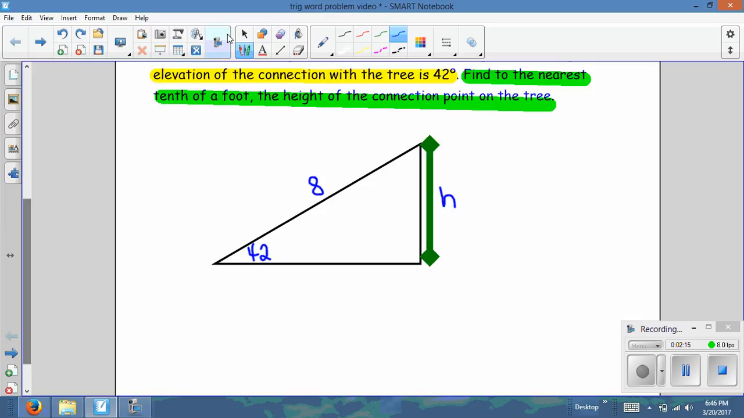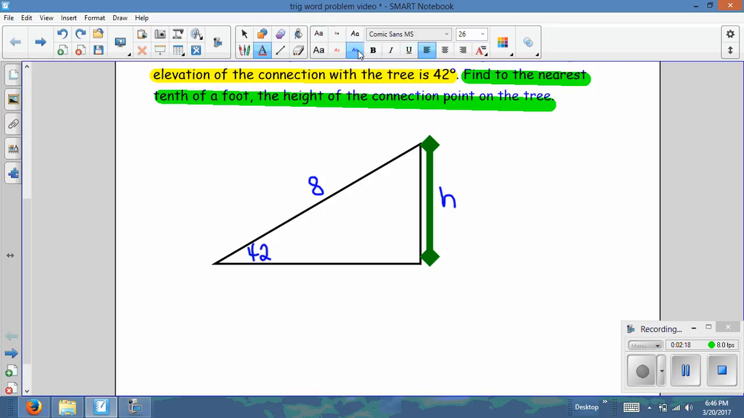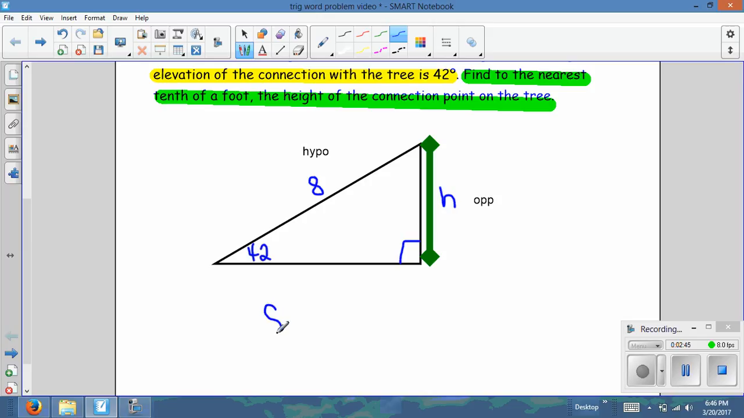All right, so here's our picture. So let's go ahead and identify some things. So I got, according to angle 42, this is the opposite. It's across from angle 42. And we should all know, hopefully by now, this is the hypo. Remember, it's always across from the right angle. So I am going to use opposite over hypo, which is sine. So I will say sine 42, the sine of that angle, is opposite over 8.